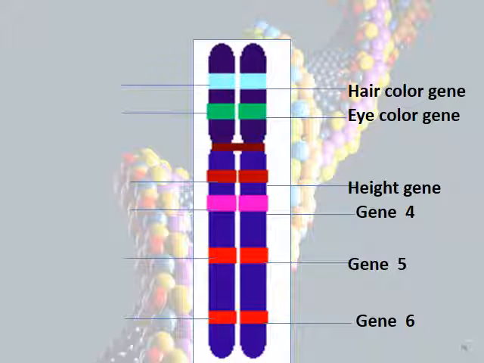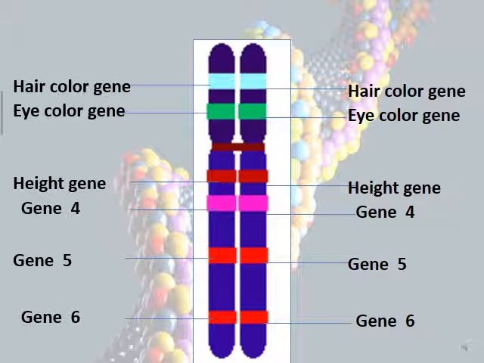Move now to talk about genes. Genes, they are located on the chromosomes. For example, here we have hair color gene, eye color gene, height gene, gene 4, gene 5, gene 6, and so on. So these genes, they are located on two sister chromatids. So they are found at specific locus. Okay, they should be on the same loci.